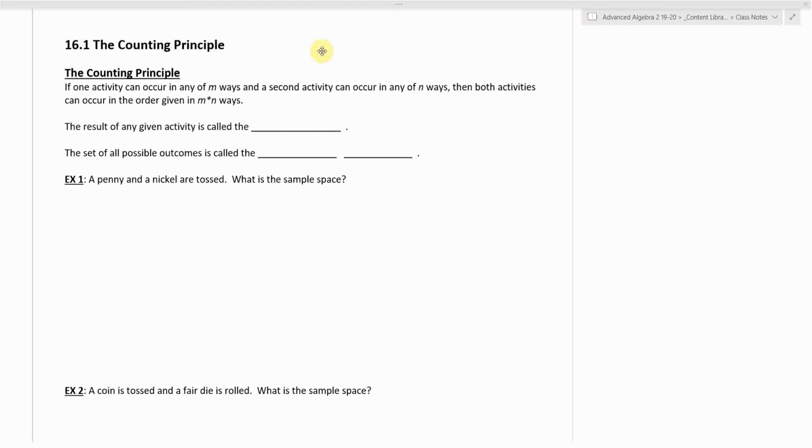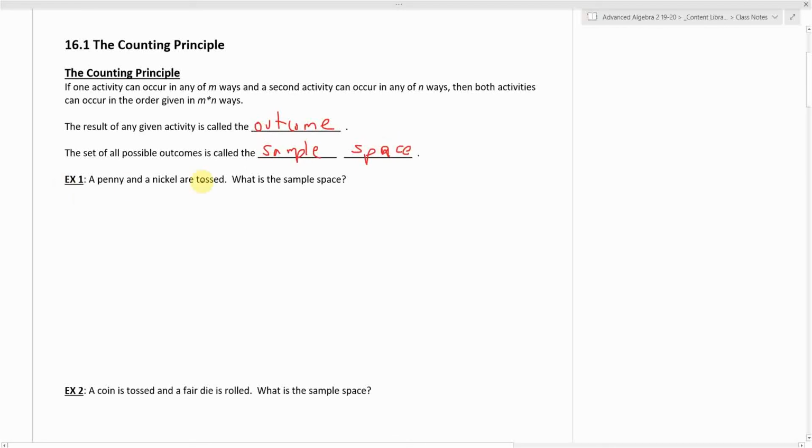All right, so we're going to have to define some terms as well. The result of any given activity is called the outcome. The set of all possible outcomes is called the sample space. Let's see some examples here to put those into context.